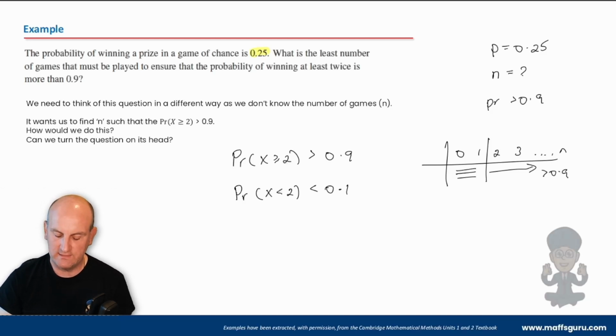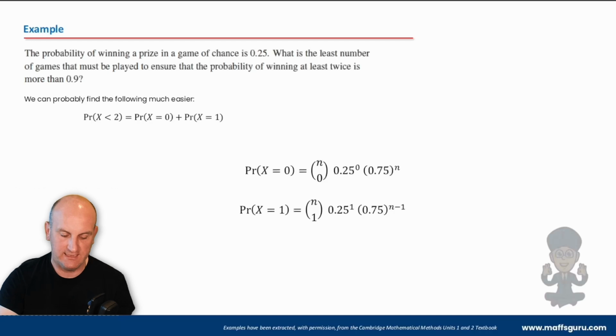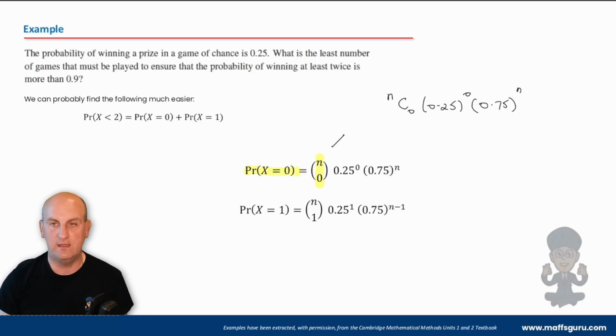Well, I know the probability that x is less than 2 is made up as the probability of x equals 0 plus the probability of x equals 1. How does that help us? Well, we know how to find probabilities of x equals 0 because we can go back to that formula we put in our formula book, which is going to be nC0. And you're going to say, but we don't know what n is. That's okay. That's not a problem. So here, writing it in a different way, nC0, 0.25 to the power of 0, 0.75 to what? Well, that's going to be to the power of n.